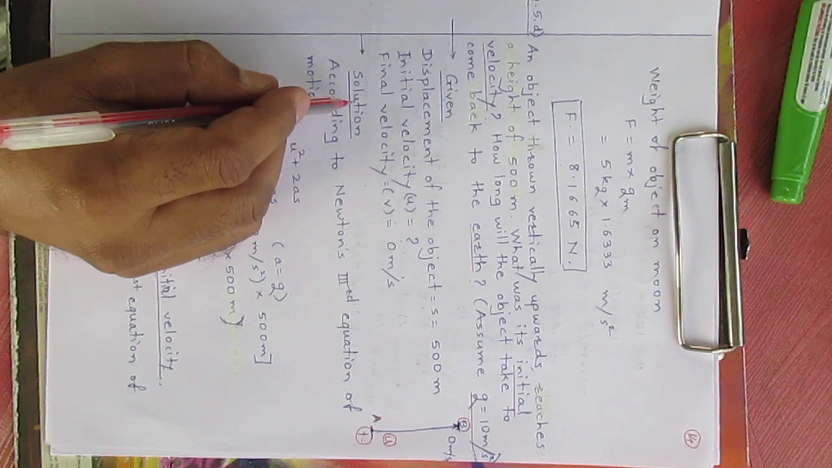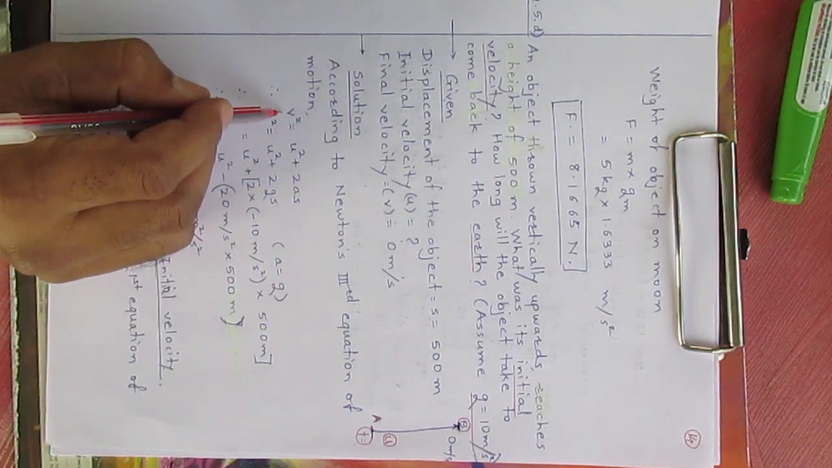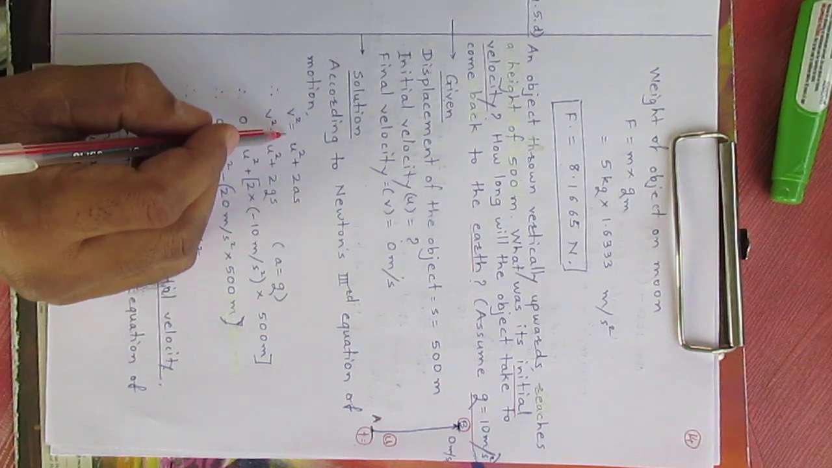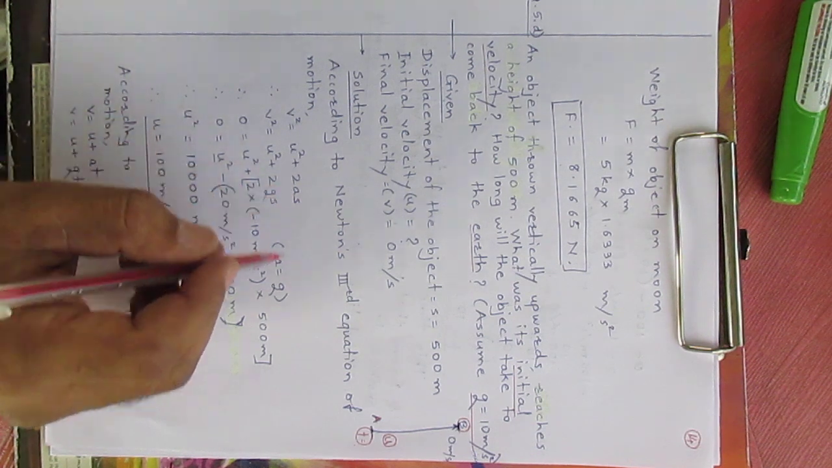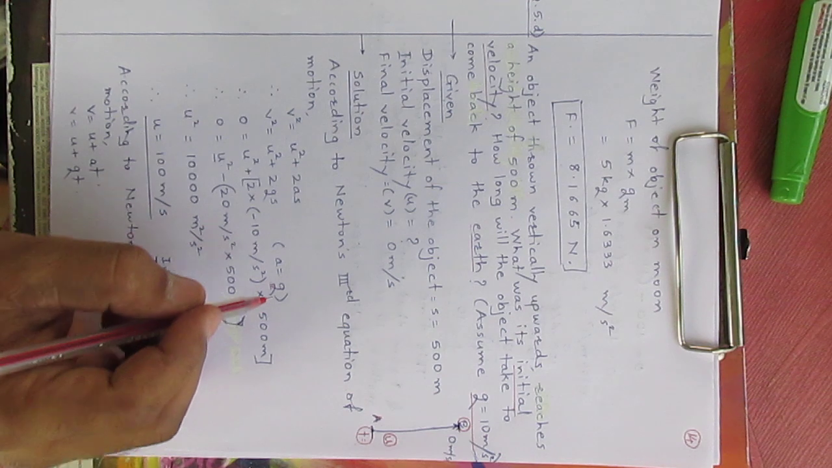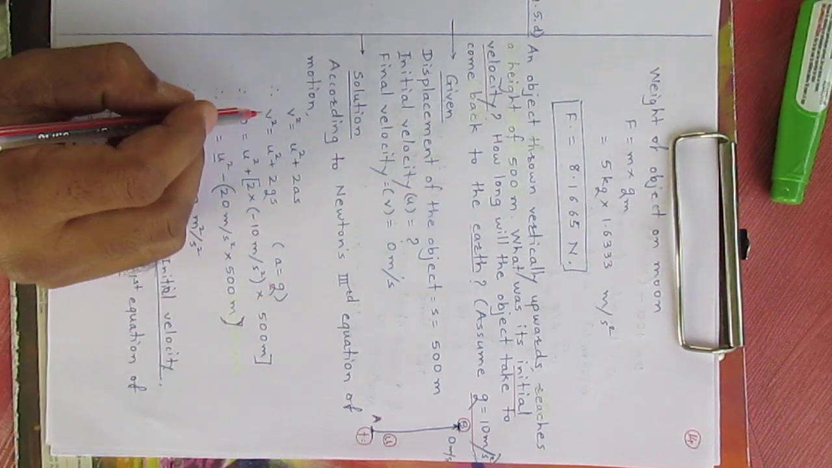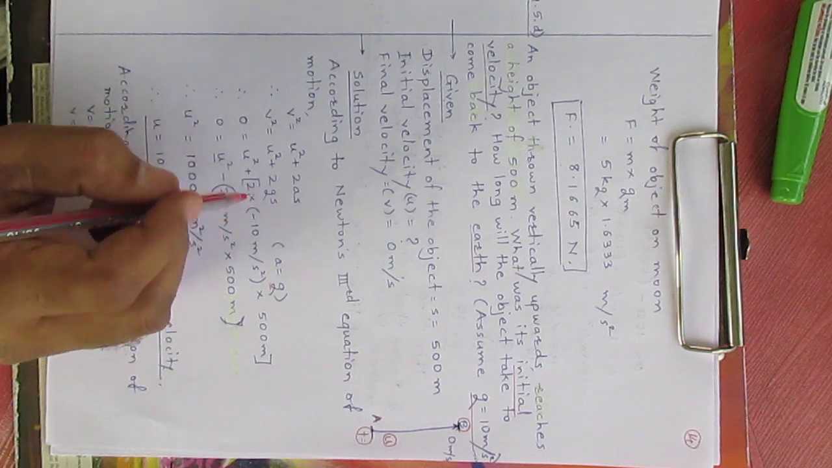Then solution. According to the Newton's third equation of motion, the third equation of motion states v square is equal to u square plus 2as. a means acceleration and it is substituted by acceleration due to gravity g. Now v square is equal to u square plus 2gs.